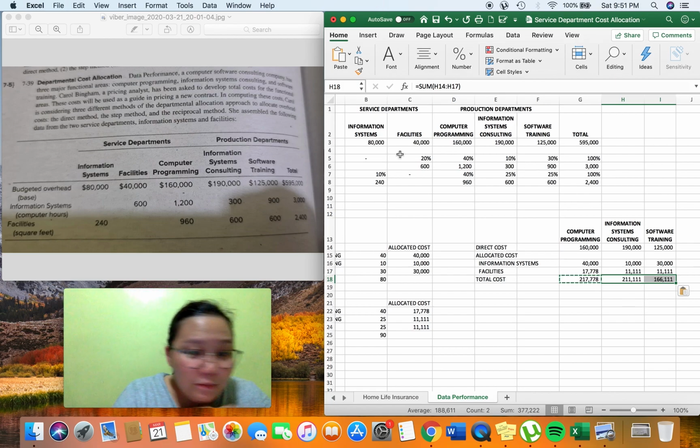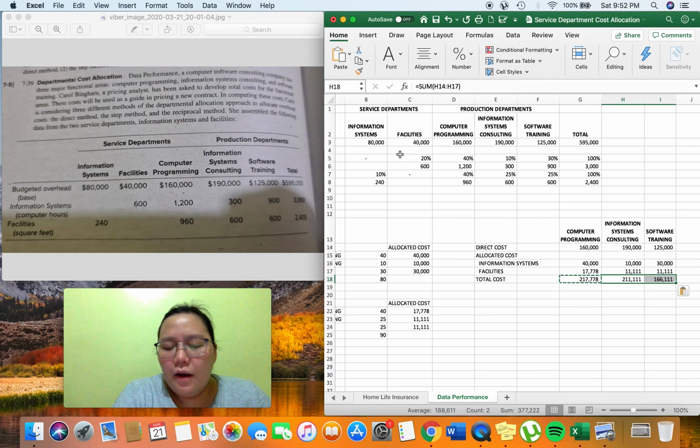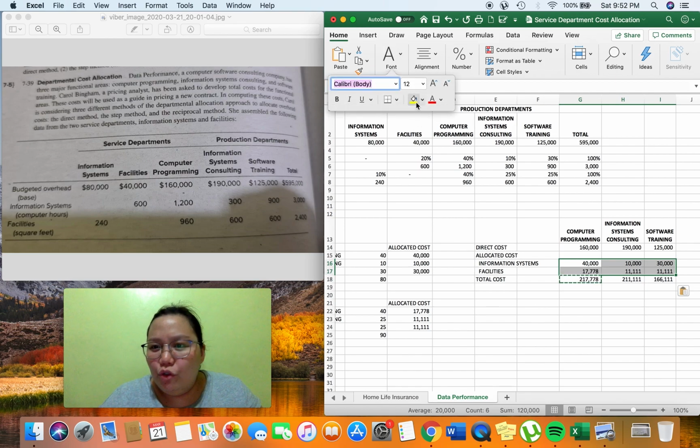Okay? So let me read the requirement again to make it clear. Using computer usage time as the allocation base for the information systems department and square feet of floor space as the allocation base for the facilities department, apply overhead from these service departments to the production departments using these 3 methods. So, it does not actually ask us to compute the total cost. Our answer for requirement number 1 will be the allocated costs. Okay, not the total.